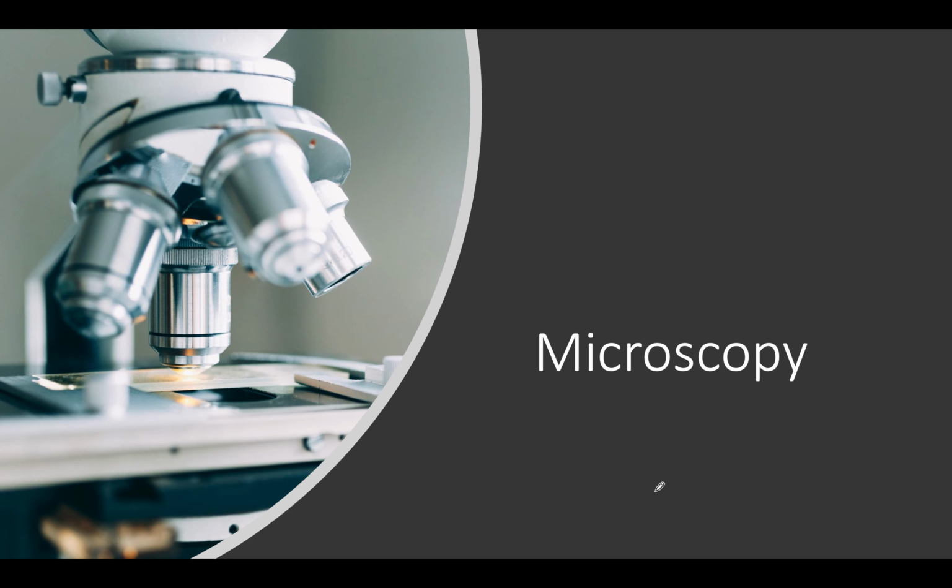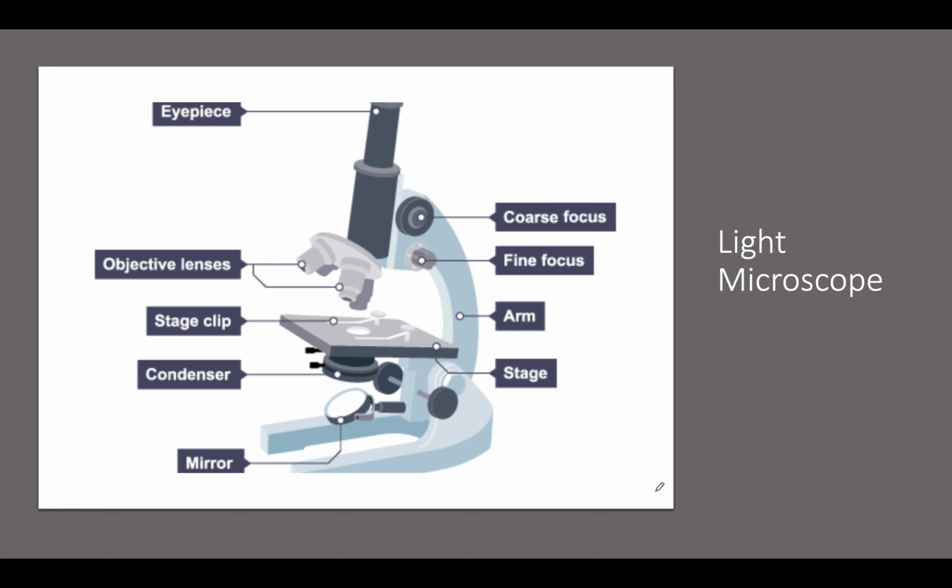In our previous videos, we've seen that to have a look at the organelles in cells, we need to use a microscope. In this video, we will be having a closer look at light microscopes and electron microscopes and some key facts you need to know for your GCSE exams. So let's get started.